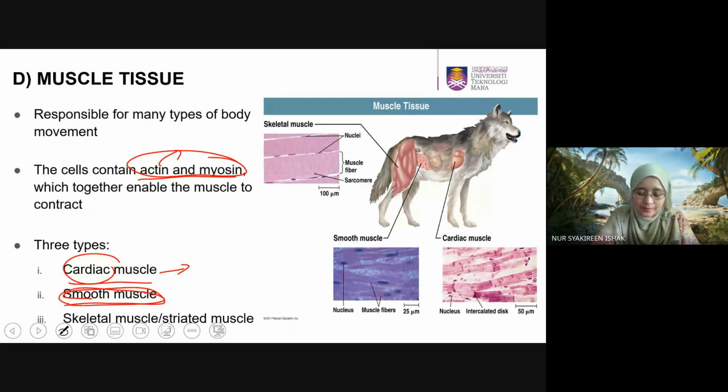And then we have smooth muscles. Where can you find smooth muscle? For example, in your blood vessels, such as the artery and also the veins. You can also find smooth muscle in the alimentary canal: your esophagus going down to your stomach, then into your intestine, and then the anus.